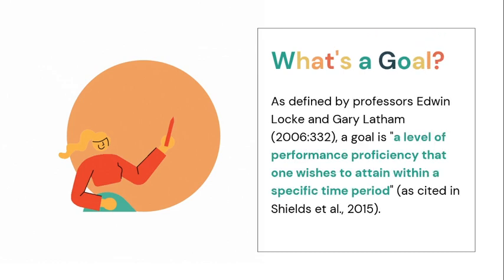A formal definition of goal, according to Professors Edwin Locke and Gary Latham: a goal is a level of performance proficiency that one wishes to attain within a specific time period. In other words, a goal is a desired outcome that you want to attain or achieve within a specific time period, like within a month, after 3 months, or at the end of the year.